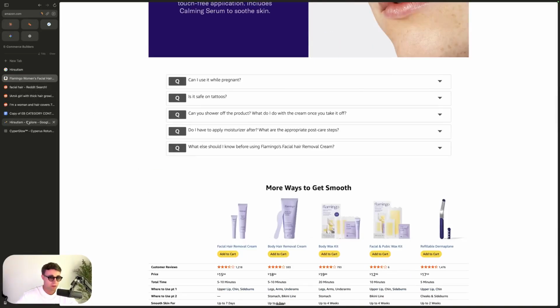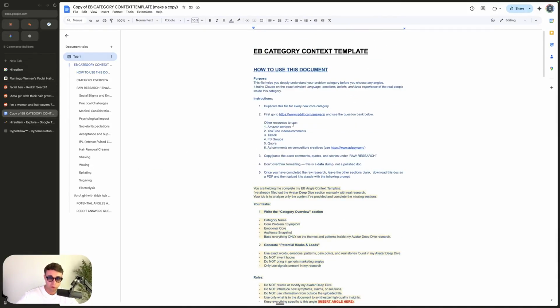And then you obviously then, if we come back to the document, you want to be going on things like YouTube videos and comments, which I'll show you guys in a second. TikTok. So literally just open up TikTok on your phone and just using the search bar, start to type in some of the initial keywords that we found from our Reddit research. So type in PCOS facial hair, just type in facial hair, women's facial hair, women's hair growth.